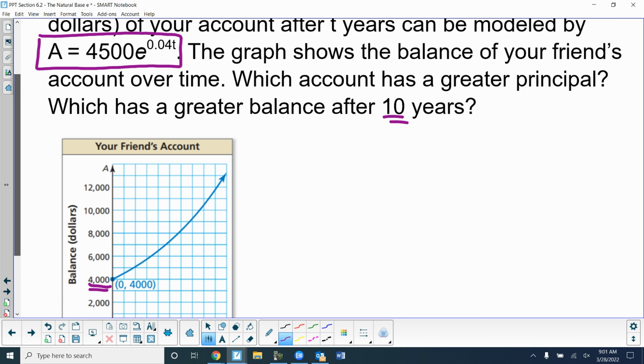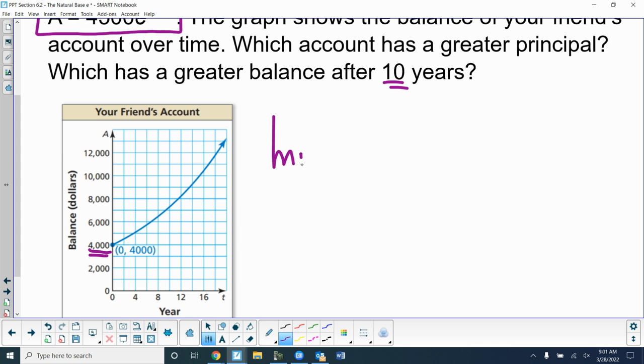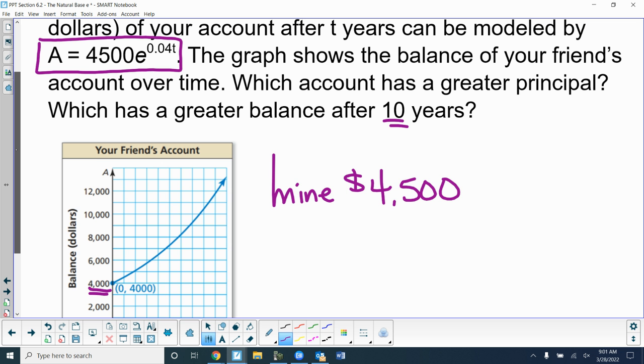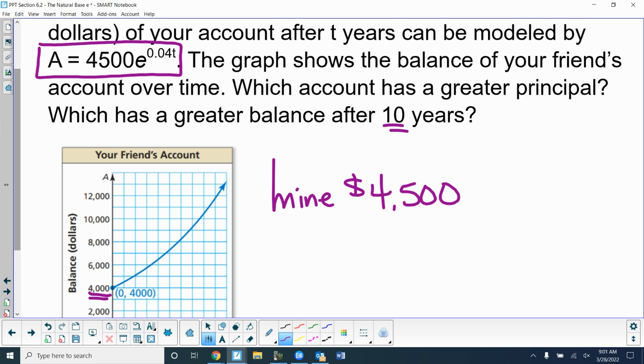Which account has a greater principal? Yours or your friend's? Yours, mine, right? Because it was how much? Right. So mine was 4,500. All right. Who has a greater principal? Okay, we said it. Which has a greater balance? Okay. So let's plug in my 4,500.